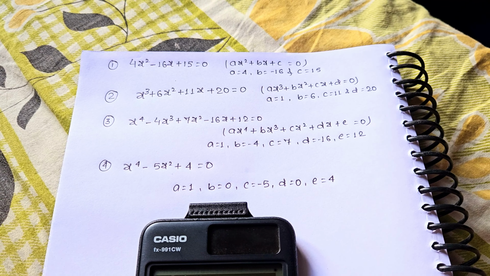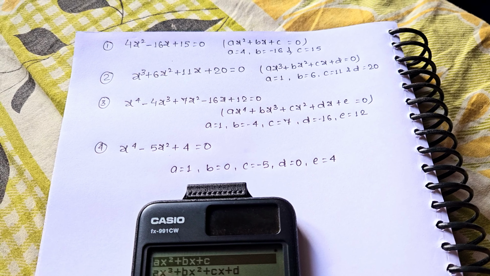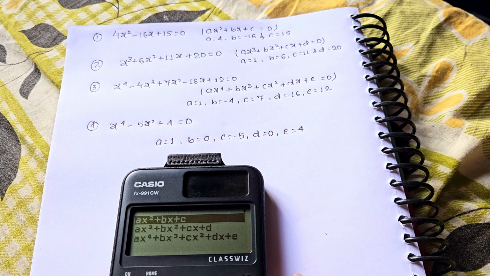In the first question, the equation is 4x square minus 16x plus 15 equals 0. This is a second degree polynomial, and it resembles the form ax square plus bx plus c equals 0, which is the first option in your calculator. On comparing this format with 4x square minus 16x plus 15 equals 0, we get a equals 4, b equals minus 16, and c equals 15. Now we will keep these values and solve this.